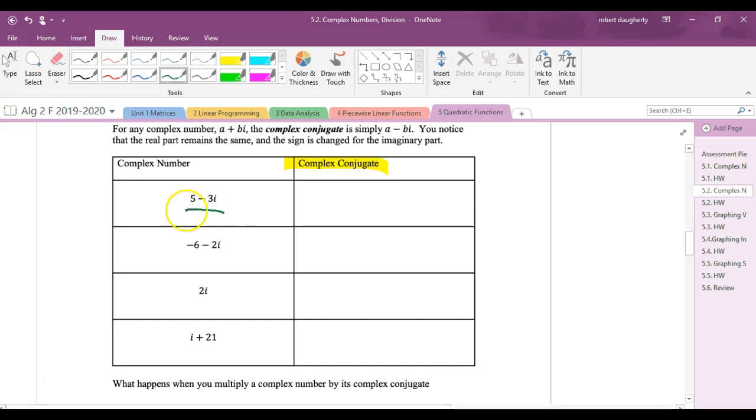So here's the number 5 minus 3i. What number do I get if I change the sign of the imaginary part? 5 plus 3i. That is the complex conjugate of 5 minus 3i. What's the conjugate of the next one? Negative 6 plus 2i. What's the conjugate of this one? Negative 2i. Okay. And what about the next one?